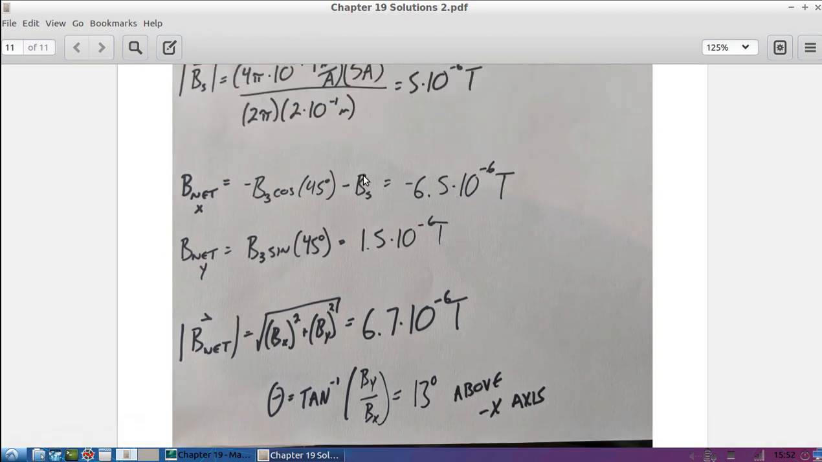Okay, so that wraps up chapter 19. I'll get started on chapter 20.